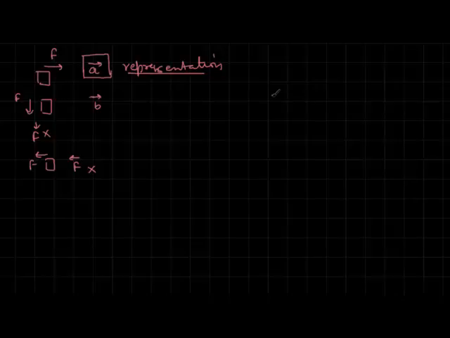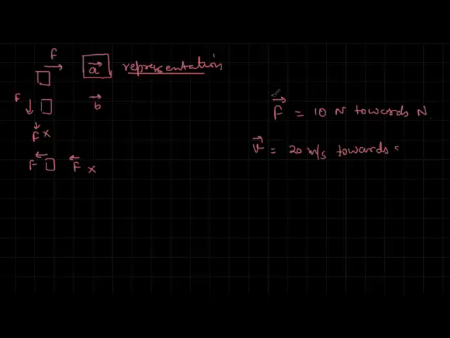So for the direction you need to write always. So you can say that F vector is equal to, let's say, 10 Newton towards north, or its velocity is equal to 20 meter per second towards south. So this direction of the arrow has nothing to do with the actual direction of the vector.